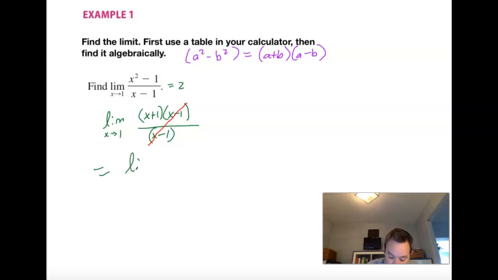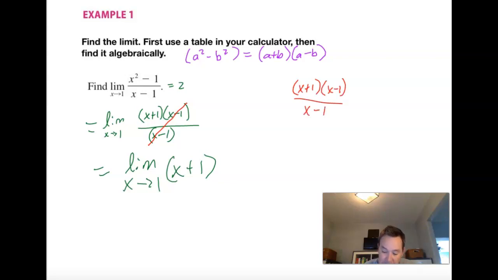That's going to leave me with the limit as x approaches 1 of just x plus 1. And I'm okay saying these are equivalent. What I'm not okay with, I'm going to make a note off to the side. It is not true that x plus 1 times x minus 1 over x minus 1 is equal to x plus 1. Those are not equal.